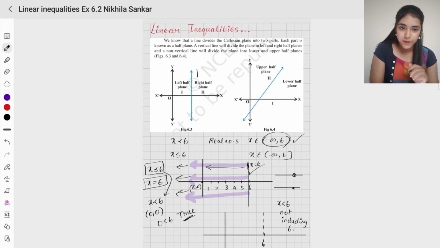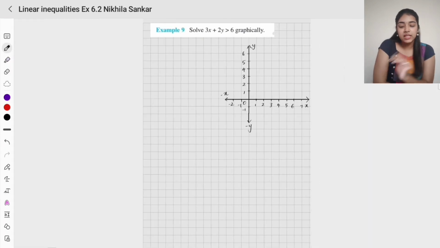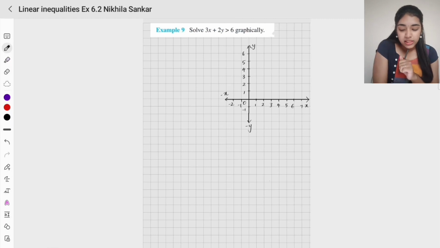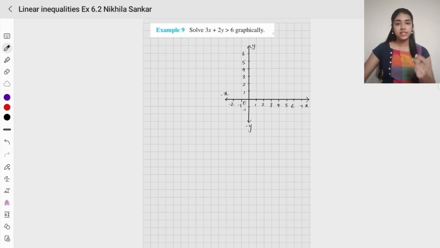இப்போ நம்ம examples போட்டு பார்க்கலாம். Okay? So example 9. இப்போ என்ன கொடுத்திருக்கு? 3x plus 2y greater than 6 ன்னு கொடுத்திருக்கு. We are dealing with two variables. Until now we were dealing only with one variable. இப்போ ரெண்டு variable இருக்கும்போது நம்ம என்ன பண்ண போறோம்?